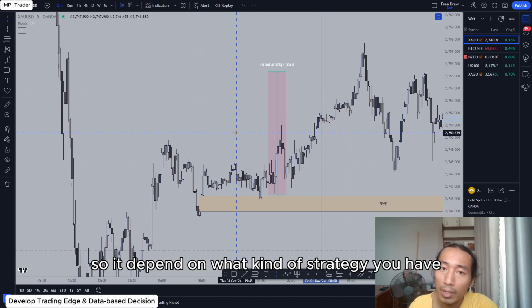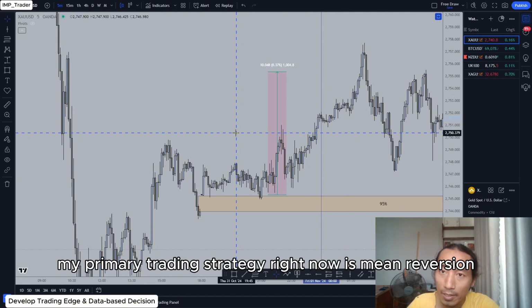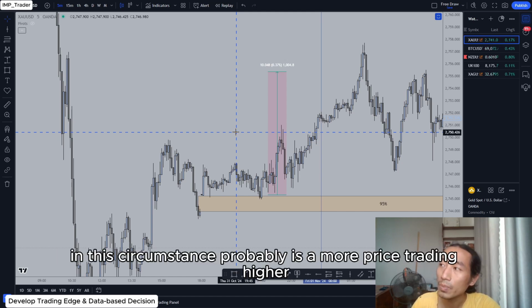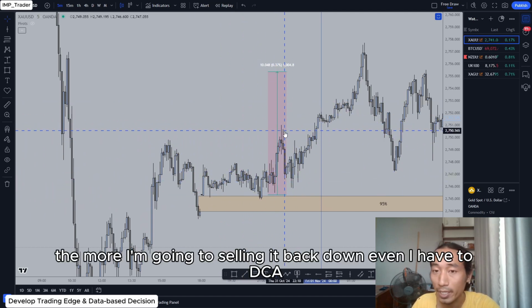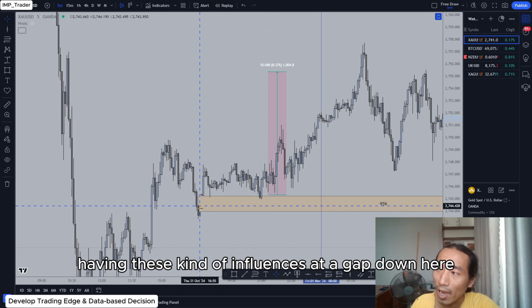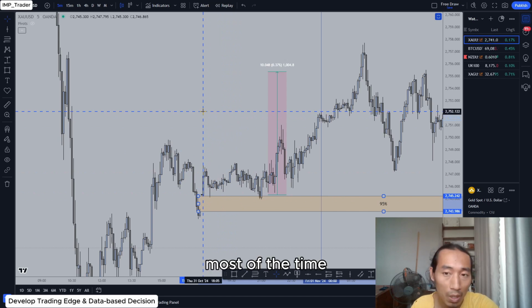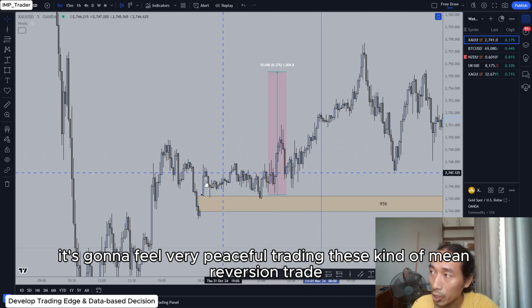So it depends on what kind of strategy you have. But for me, in this circumstance, my primary trading strategy right now is mean reversion. And I have a way to actually measure the ATR pretty accurately. In this circumstance, probably the more price trades higher, the more I'm going to sell it back down, even if I have to DCA. Having the confluence of a gap down here, it's going to drop price most of the time. It's going to feel very peaceful trading this kind of mean reversion trade.